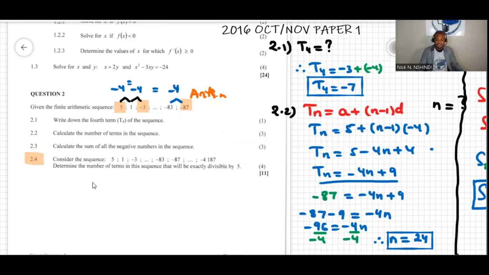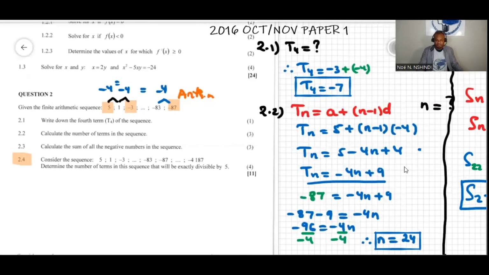We have question 2 here. The question says, given the finite arithmetic sequence, and in the previous videos we did question 2.1 through 2.3. Now we're going to do question 2.4. The question says, consider the sequence 5, 1, -3 to -83 and -87 through -4187. Determine the number of terms in this sequence that will be exactly divisible by 5.